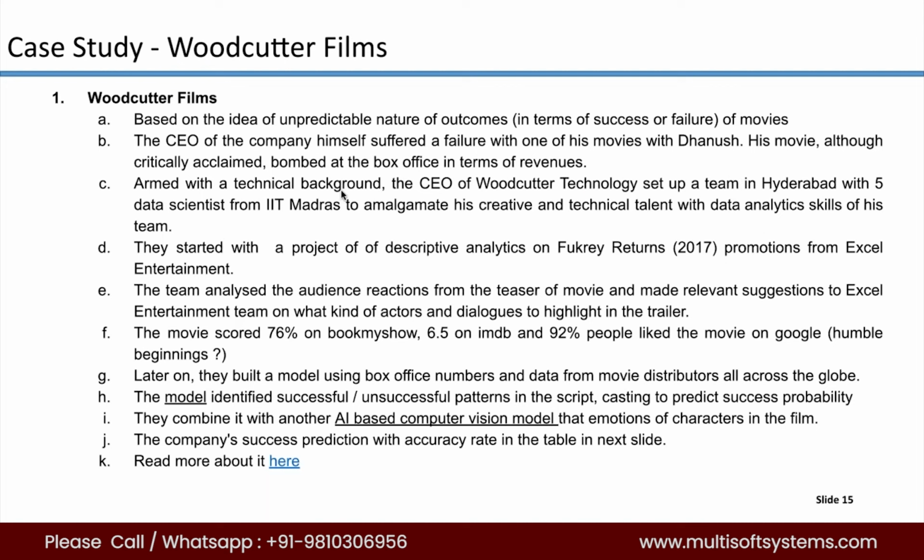They're based on the idea of the unpredictable nature of outcomes for movies in terms of success or failure, right? It's very unpredictable. Any movie in the world can become a hit, and any movie in the world can bomb. So how would you make out whether a particular movie is going to be a hit or a flop, or how can you make sure that you put maximum effort to make that movie a hit, because there's a $1 million investment that has been done into them, right?